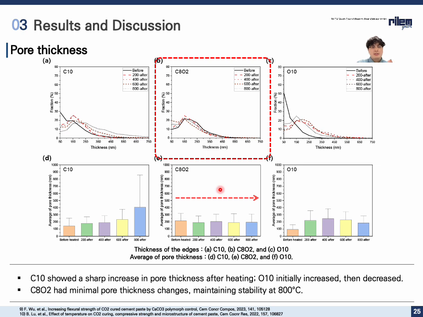And this is the pore thickness analysis, which also showed that C10 had a significant increase after heating to 800 degrees Celsius, and O10 exhibited irregular changes with an initial increase followed by a decrease at the higher temperature. In contrast, C802 maintained a stable pore thickness across all conditions, showing only minimal variation even after heating to 800 degrees Celsius. This stability in C802 further confirms its superior thermal resistance and matrix stability.